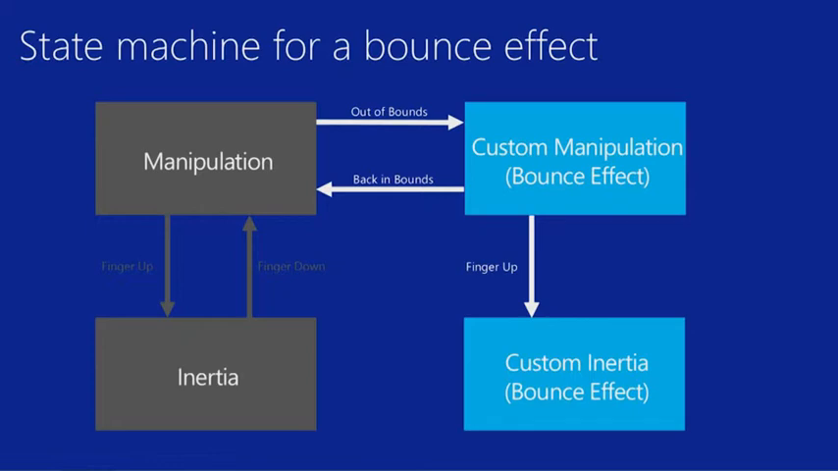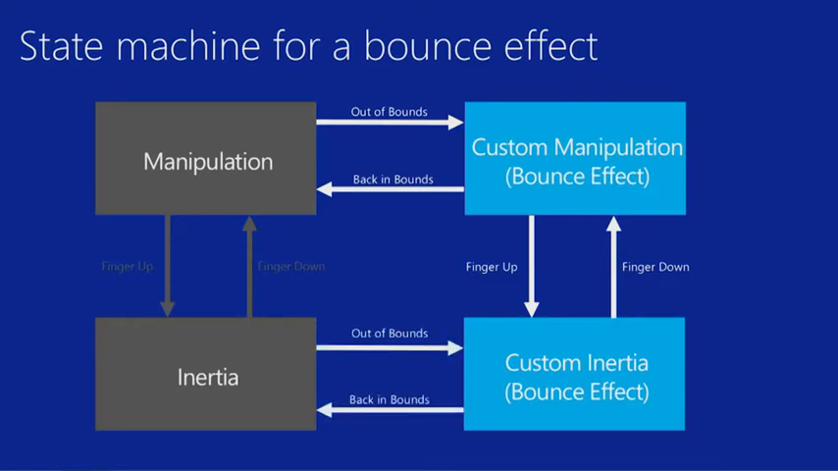Now, while this animation is running, they could put their finger back down again, and so we will have to account for going back into driving our manipulation phase. And then last, if you're building a full bounce effect and the customer gives a lot of inertia, you'll have to account for transitioning between the two inertia phases.